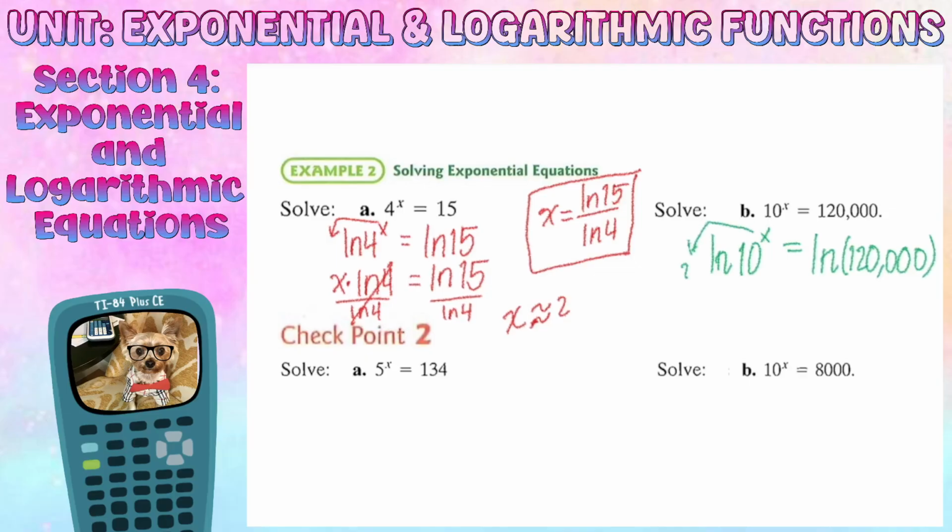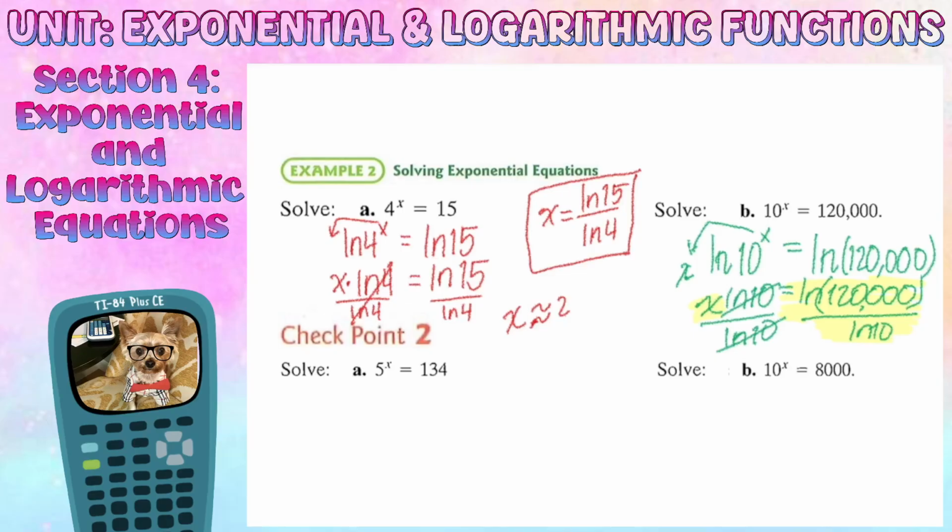X is going to come out in front. So you have x ln 10 equals ln, or natural log, of 120,000. Maybe I put the parentheses so I can see what I'm doing. Divide both sides by the natural log of 10. And there you have it. That's gone. X is alone. And my final answer is natural log of 120,000 over the natural log of 10. Again, punch that in your calculator and see if you get the right answer.